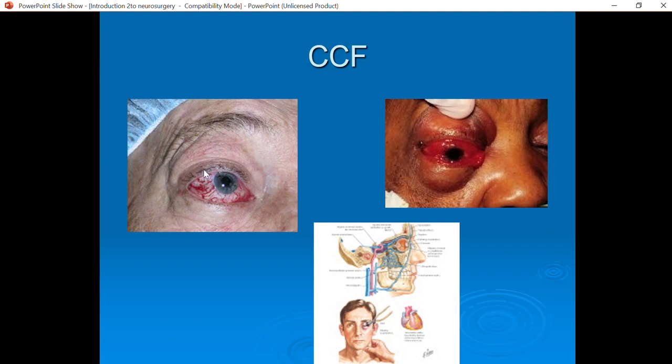Earlier, it appears like this. If you did not diagnose it, then within a few days there is proptosis and loss of vision. So now wherever you see this picture after head injury, just remember the possibility of carotid cavernous fistula. For diagnosis, just bring the stethoscope, put it over the eye, then you will hear a bruit.